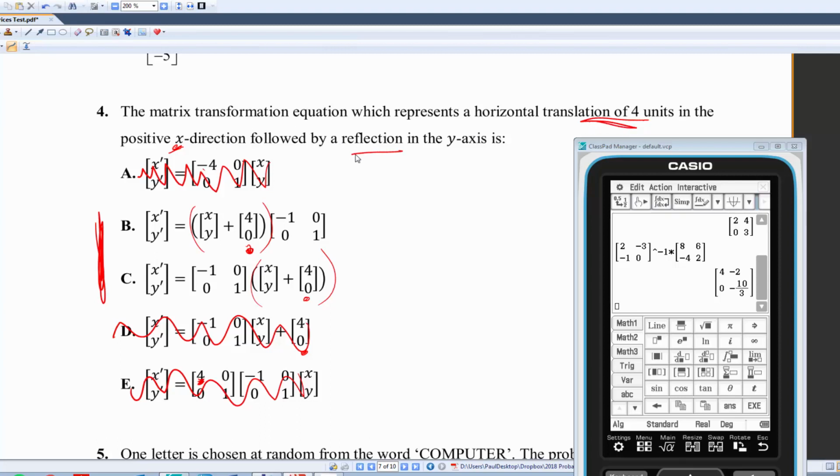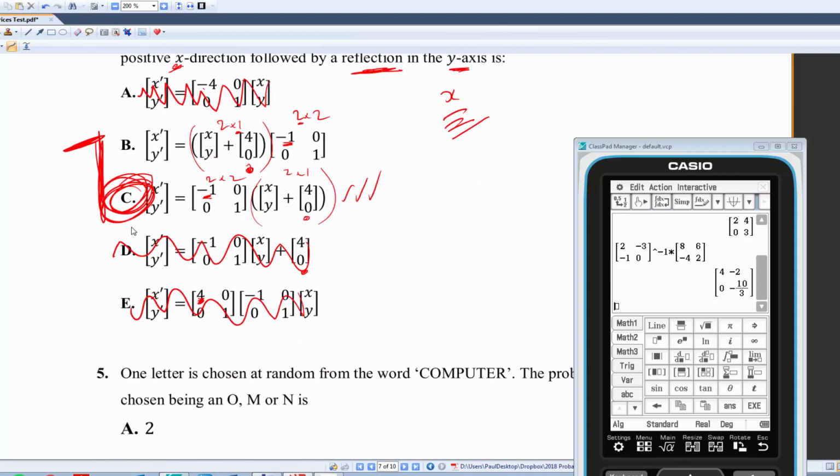Alright, so followed by reflection in the y-axis. Reflections in the y-axis change the x value. So what we've got over here is a reflection in the y-axis changing the x value. So which one is it? Well, what you needed to do with this one here is work out the order of this matrix here. This is going to be a 2 by 1, and this is a 2 by 2 matrix. Now you note that here matrix multiplication is not defined. Over here, this is going to be a 2 by 2, and this is a 2 by 1. There we go. Matrix multiplication is defined. That's our winner. Most of you guys went for B on this one.